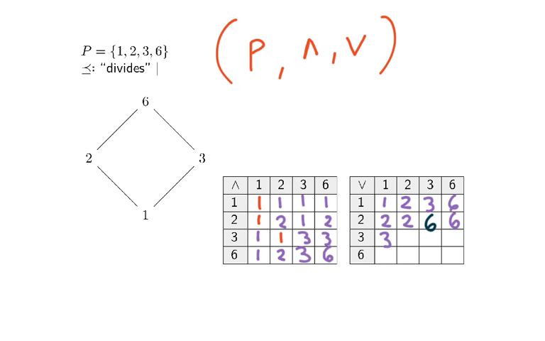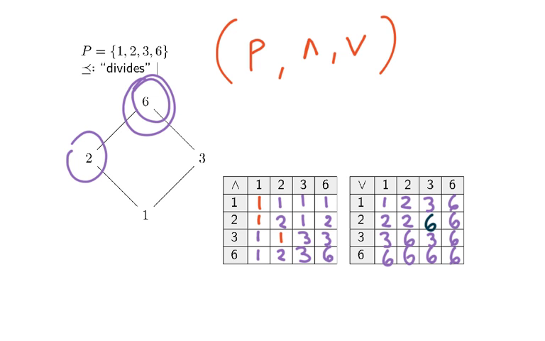See that the least upper bound is always an upper bound, so it's on the bigger side, let's say, of the numbers. So between 3 and 2 is 6. Between 3 and 3 is 3. Between 3 and 6 is 6. Between 6 and 1 is 6. Between 6 and 2 is 6. Between 6 and 3 is 6. And between 6 and 6 is 6.